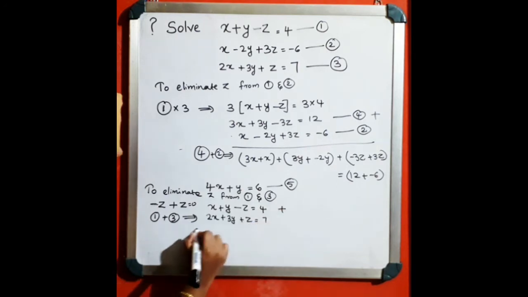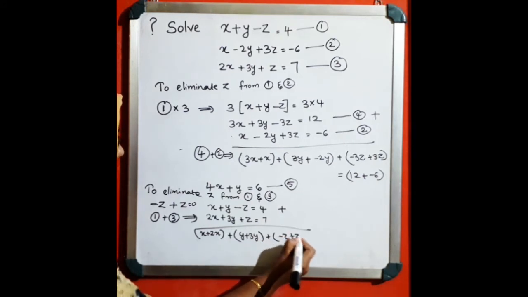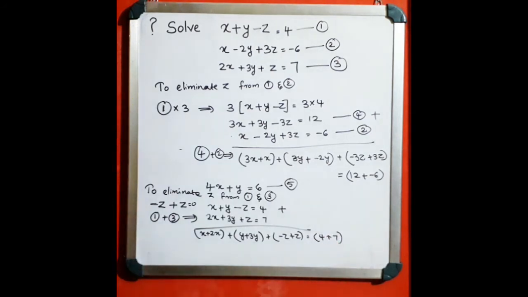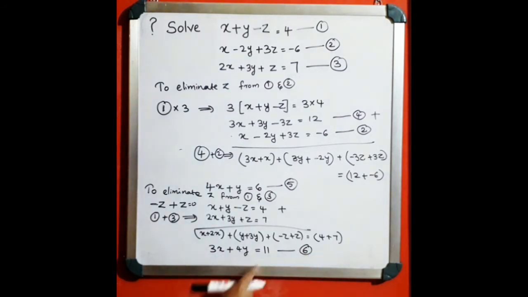Just add these equations, we get x plus 2x plus y plus 3y plus minus z plus z equal to 4 plus 7. So x plus 2x is 3x, y plus 3y is 4y, minus z plus z is 0, and 4 plus 7 is 11. So the sixth equation is 3x plus 4y equal to 11.